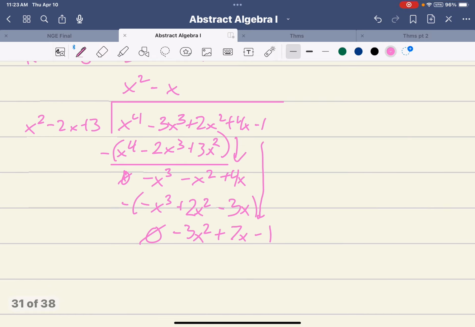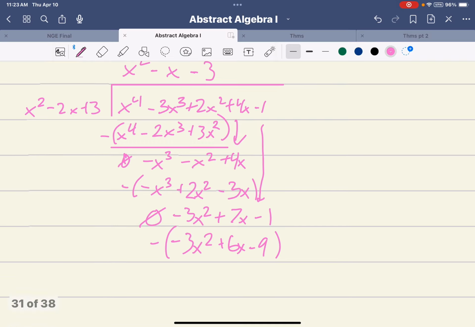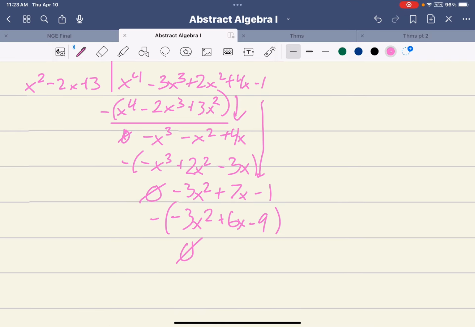And now I'm going to ask, what do I multiply x squared by to get negative 3x? That's readily apparent. That's going to be negative 3. And I'll get negative 3x squared. I'm going to put my negative on the outside so I don't forget it. And then I get positive 6x. And then I get, uh-oh. Did I do something wrong? I hope not. No, maybe not. Minus 9. I get my 0. I get a negative 13x. And I get a plus 8.